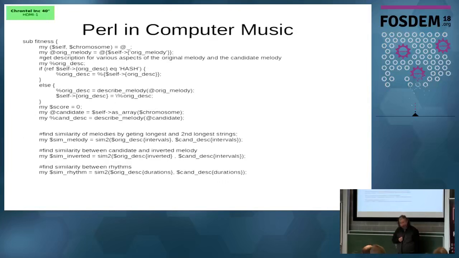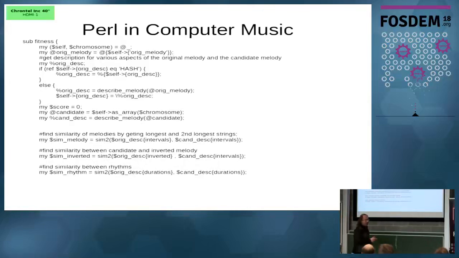The fitness function, this is really the heart of the matter here. It represents all the things I care about. Well, not all of them, because I cut it halfway, but it represents the things I care about when I want to mutate, what I consider to be similar. So I have the descriptions, which I created as another function. Descriptions of the 2 melodies, of the original melody and the candidate melody.